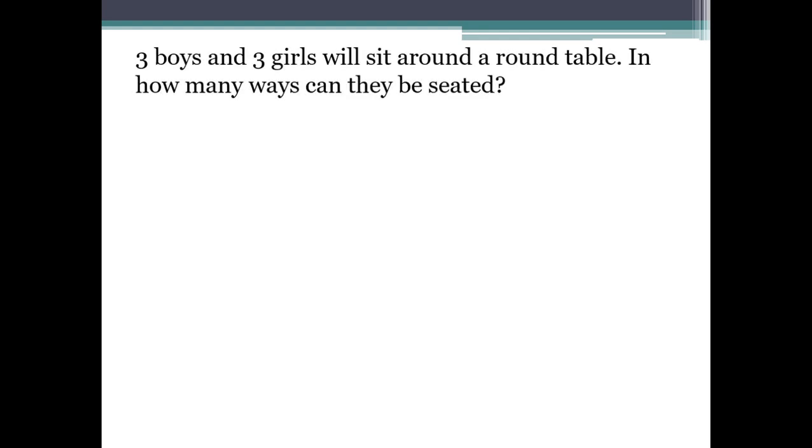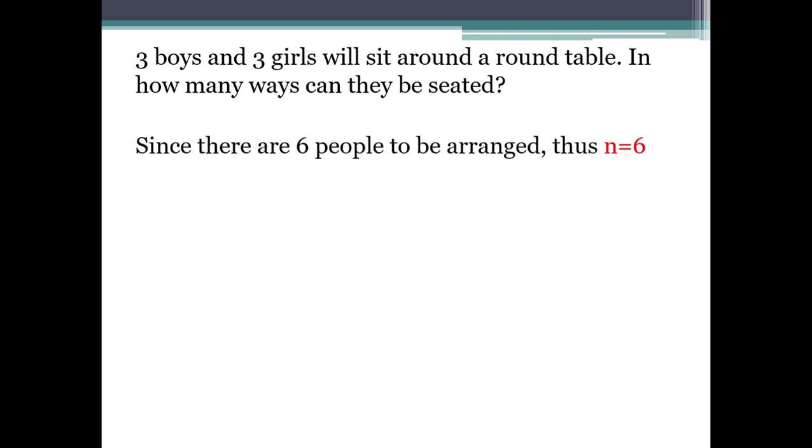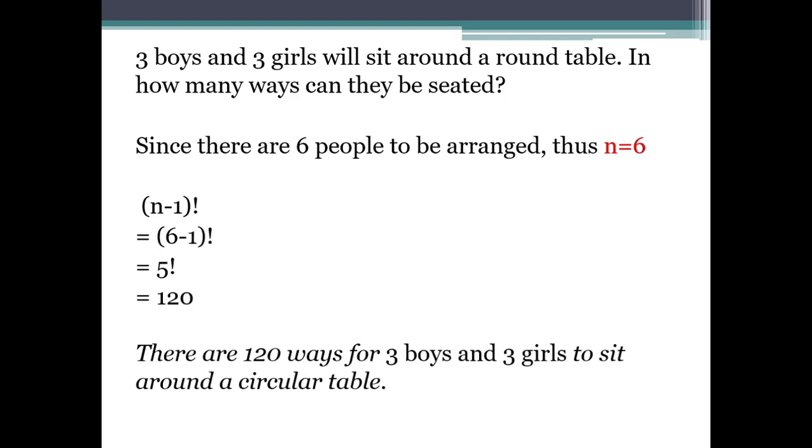Next example, we have 3 boys and 3 girls who will sit around a round table. In how many ways can they be seated? Since we have sitting around a round table, we have circular permutation. Since there are 3 boys and 3 girls, 6 people are going to be arranged, and we'll use the formula n minus 1 factorial. So we have 5 factorial, 120 ways for 3 boys and 3 girls to sit around a circular table.